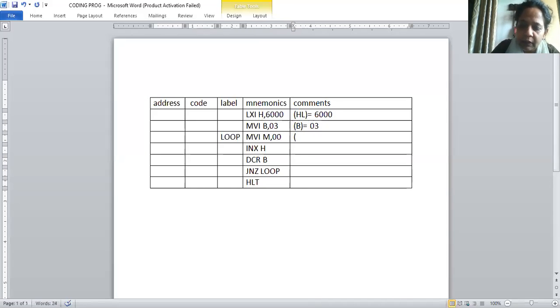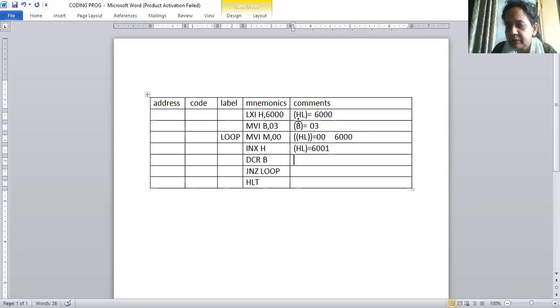So in this case the contents of HL contain an address, so double contents you can say, a box within a box. Right now HL has 6000, so in 6000 I am storing 00. Right now in 6000, 00 is stored. INX H. So INX H means what? The value in HL will be incremented by 1. So my HL value will now become 6000 plus 1, that is nothing but 6001.